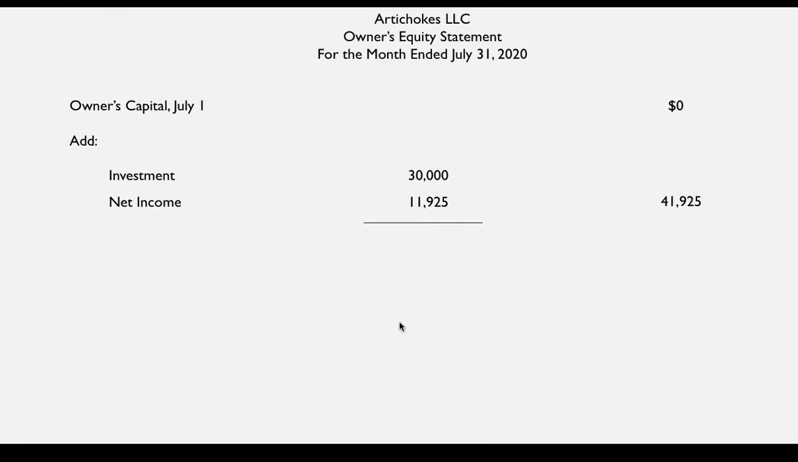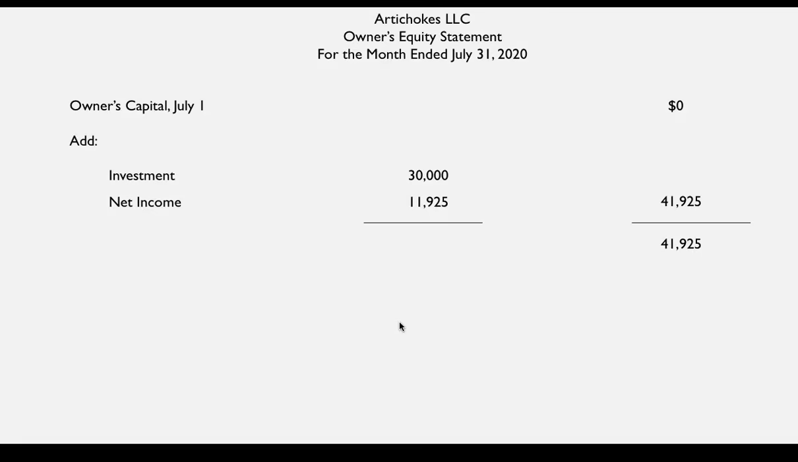Then we need to add up that 41,925. We add that to our beginning capital. In this case, our beginning capital was 0, so we still end up with 41,925. But just know that we aren't just bringing that number down. What we're doing is we're doing 0 plus 41,925, giving us that 41,925 number once again.